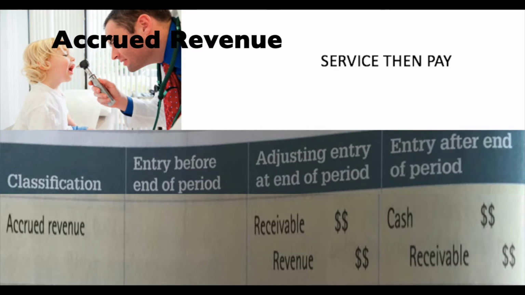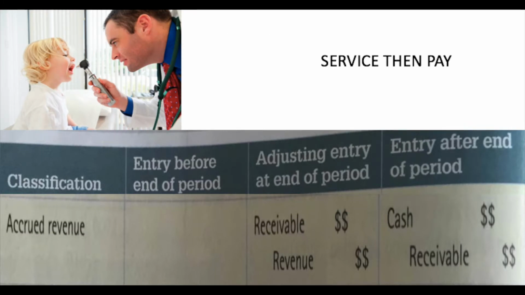Accrued revenue is where the service is provided and cash is received after. For example, when you visit the doctors, you pay after the service has been provided. This is evident in the adjusting entry where receivables are debited as they are increasing because payment has not been received, and revenue is credited as the service has been provided. At the end of the period, cash will be debited and receivables credited as the service has been paid for.